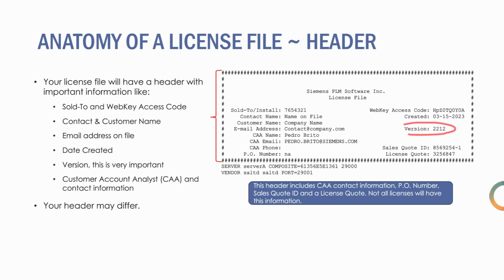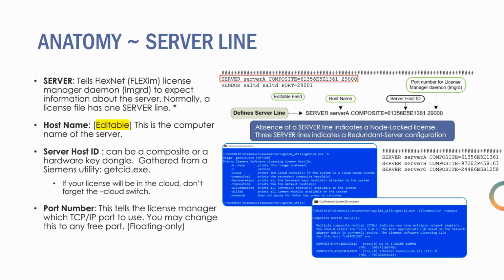It'll also have the version that this software that is allowed to be run with this license. And your customer account analyst, or the person who actually takes care of your license file and what's on it, the different versions that are on it. This one's got a little bit of extra information I don't see all the time. License quote, license ID. Your header will differ. Let's get a little bit deeper in here.